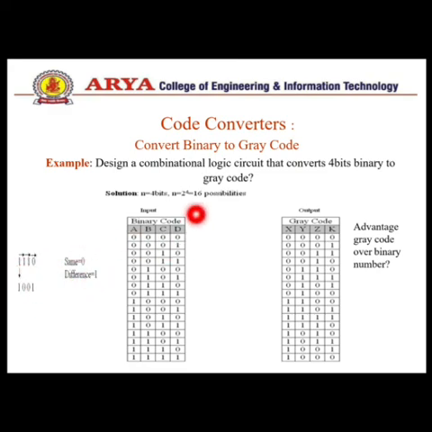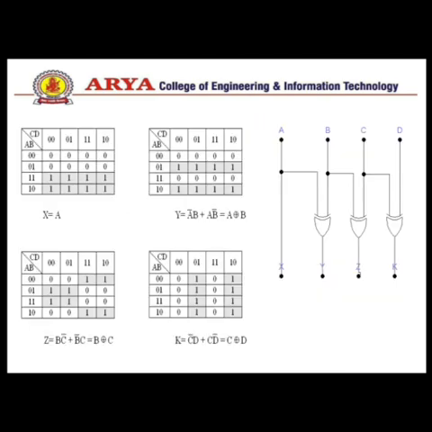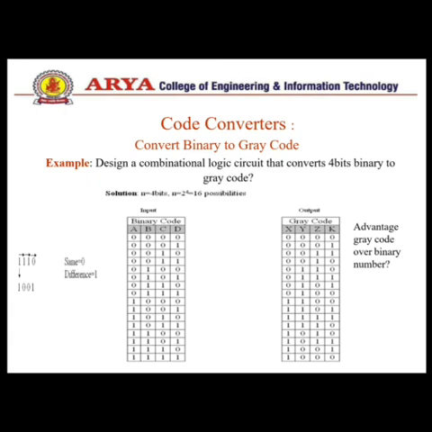So we can draw the truth table to convert binary to gray, and after that we construct the K map for x, y, z and k individually, and we get the simplified circuit diagram. After the simplified circuit diagram, we draw the logic circuit that represents the binary to gray code converter. This is the K map for x, y, z and k.